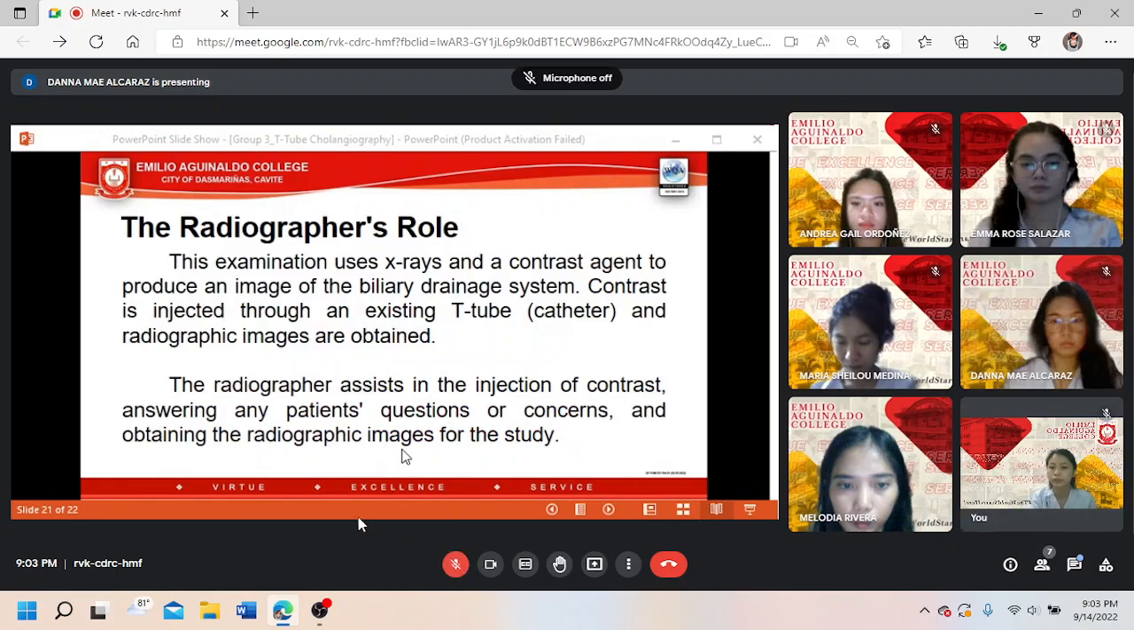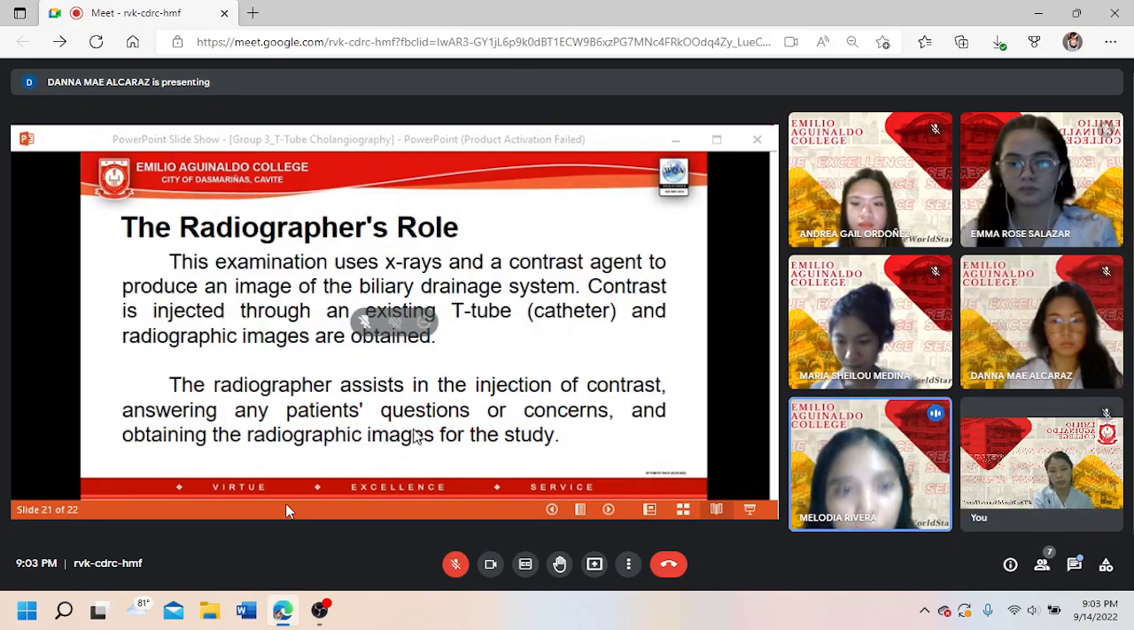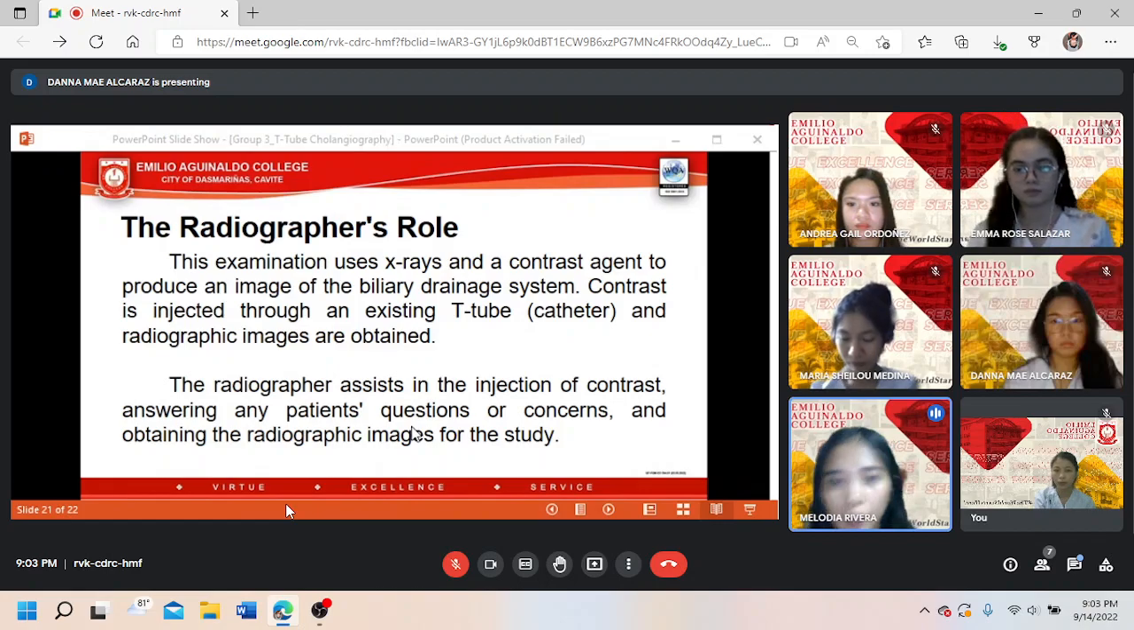So for the radiographer's role, ito yung mga role nating mga rad techs or radiographer. This examination uses X-ray, of course, and contrast media, or contrast agent, to produce the image of our goal, which is the biliary drainage system. So, the contrast is injected to the existing T-tube or the catheter, and by injecting that, makakaproduce tayo ng radiographic image. Tayo din yung radiographer na nag-assist sa injection ng contrast.